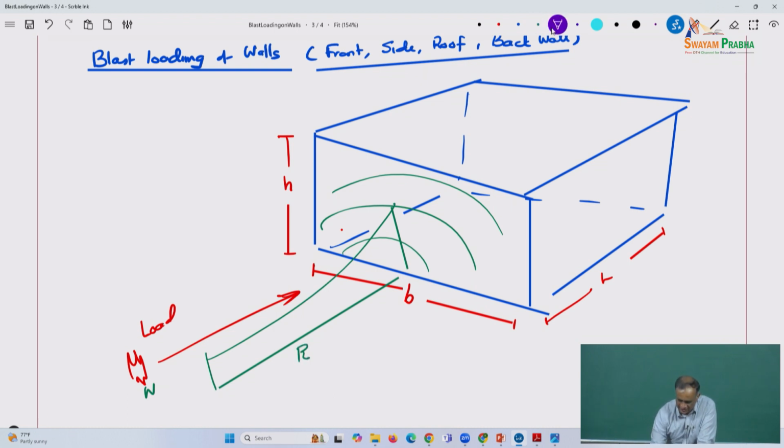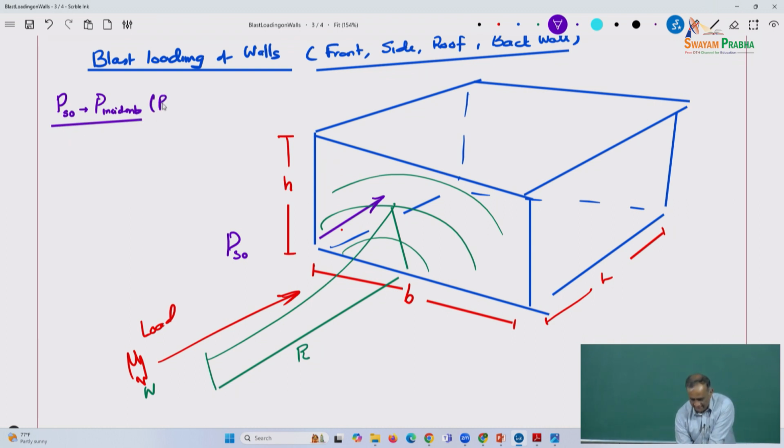A couple of things we noted yesterday was on this face you have PSO. Again, PSO is basically P incident. These are terms that are used interchangeably, PSO or PI. So if you see me writing that, that's because I've seen it in both forms. So that's your side on, and then you also have a reflected pressure.